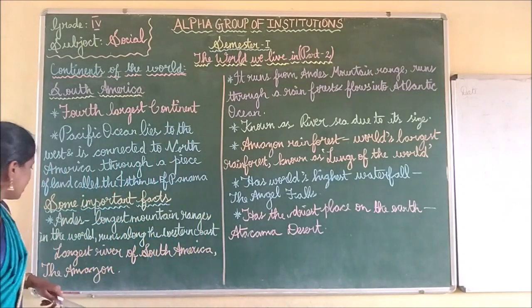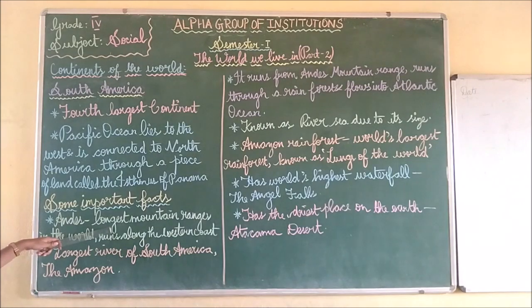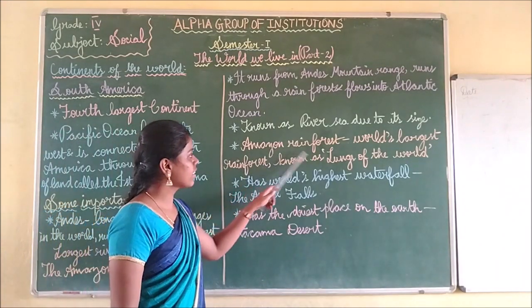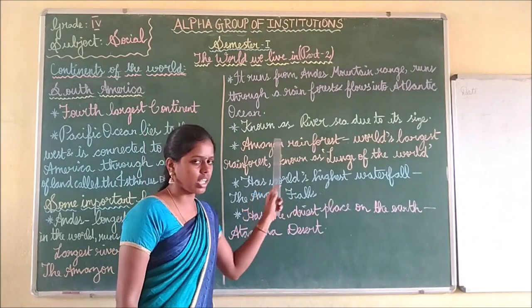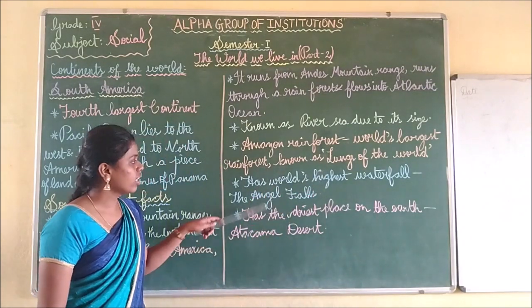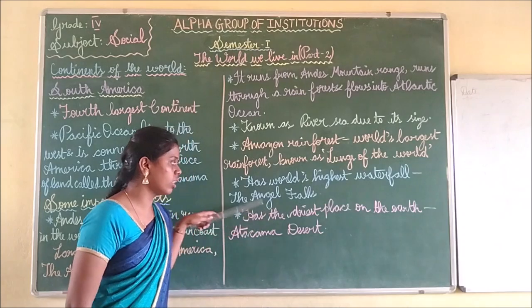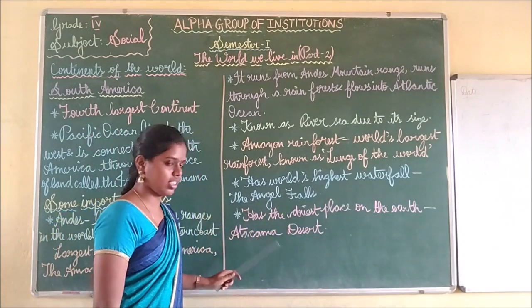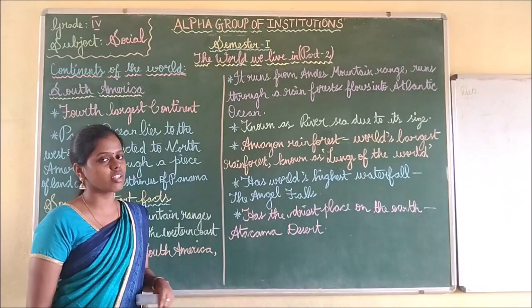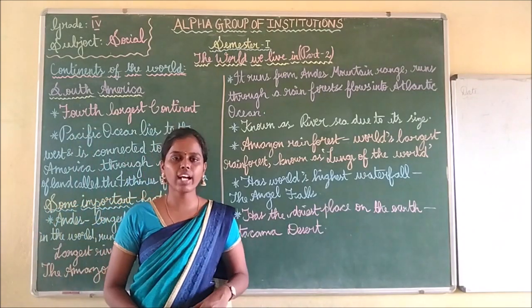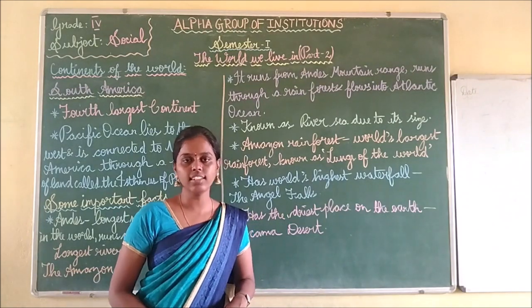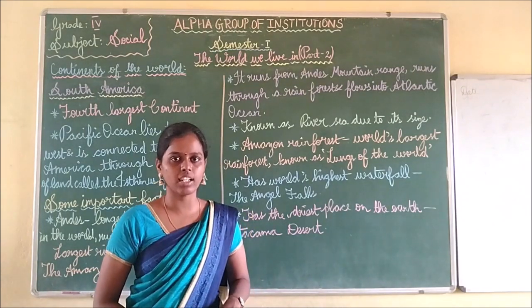Okay, it has the longest mountain range in the world called Andes, and it has the largest rainforest in the world, Amazon rainforest. Then the world's highest waterfall, the Angel Falls, and then the driest place on the earth, Atacama Desert. These are all some of the important facts about South America. Have you all understood, children? This is about South America.